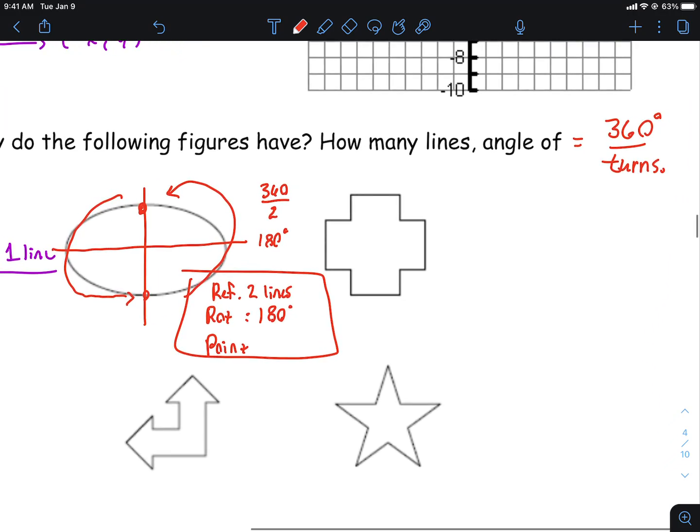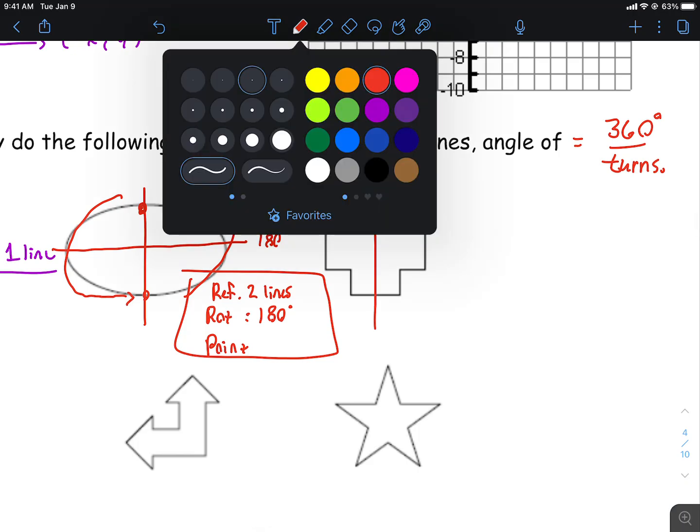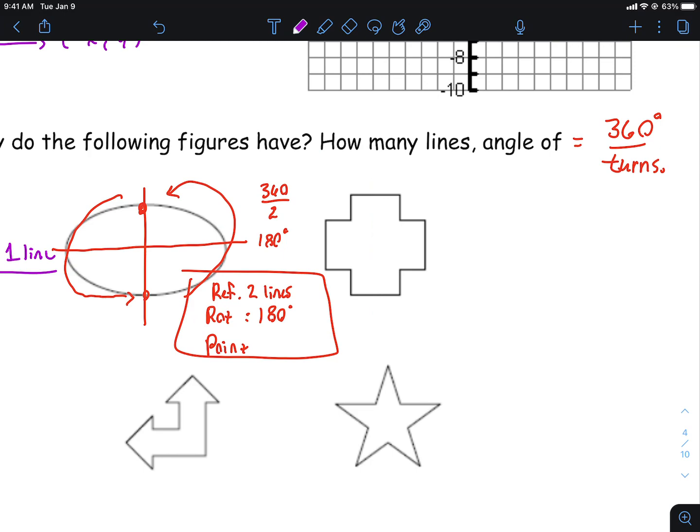Okay, next with this little cross thing, some of y'all might say, oh, okay, there's two lines. And I agree with that, but there's also a few more. Let me go ahead and do a different color so we can have some contrast. You could also go diagonal here on these. So this one's going to be reflectional with four lines.